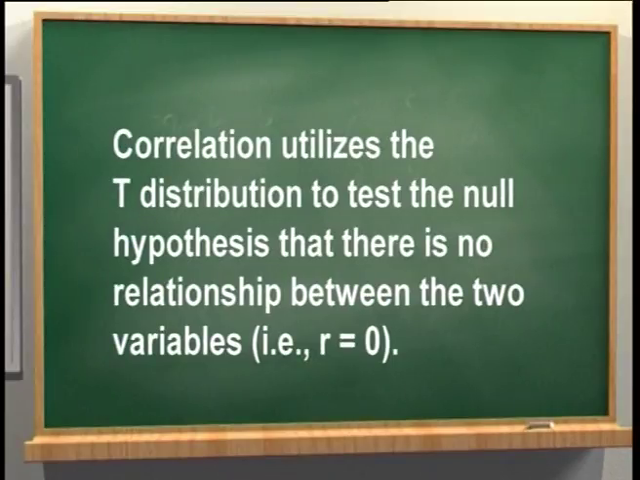Correlation utilizes the t-distribution to test the null hypothesis that there is no relationship between the two variables, that is, R is equal to 0. As with any t-test, correlation assumes that the two variables are normally distributed. If one or both of the variables is skewed in one direction or another, the resulting correlation coefficient may not be representative of the data.